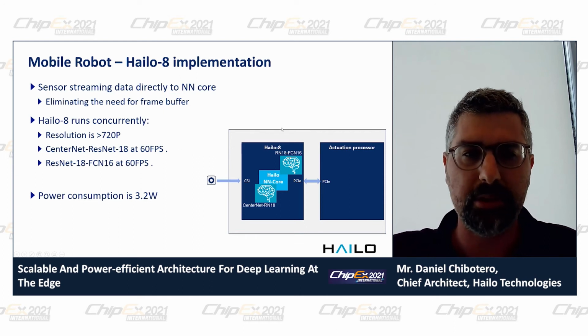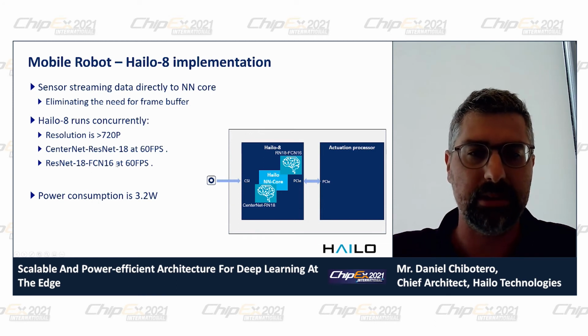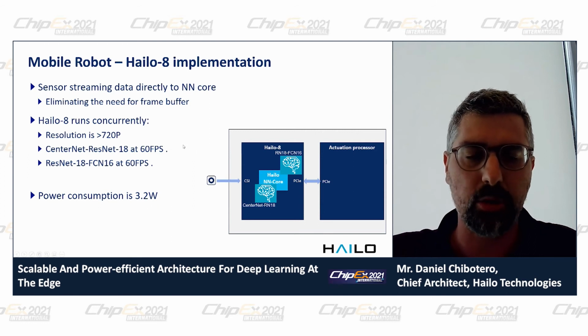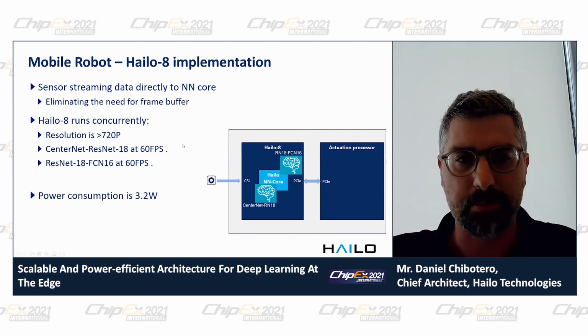And in this product, the Hailo 8 runs concurrently a CenterNet ResNet 18 object detector at 60 FPS and a ResNet 18 FCN16 segmentation network also at 60 FPS, and the resolution is higher than HD ready. And for this whole system, the power consumption is around 3 watts.